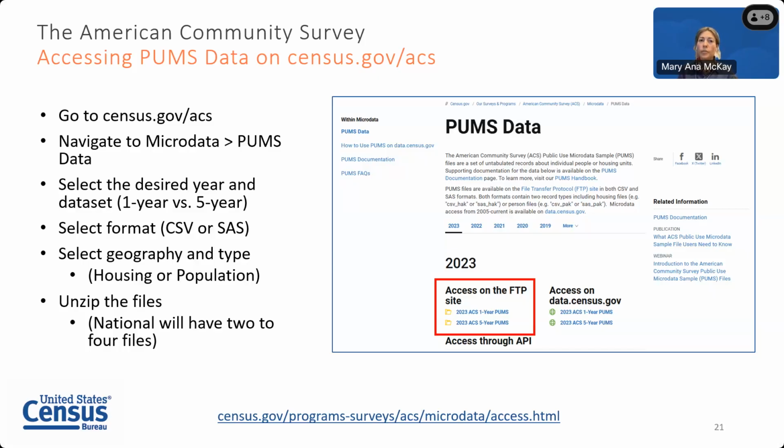Not to be a broken record, but again, the 2020 to 2024 ACS 5-year PUMS will be released in a few weeks, so you are going to be able to access both the 2024 1-year and 5-year PUMS data from this page.